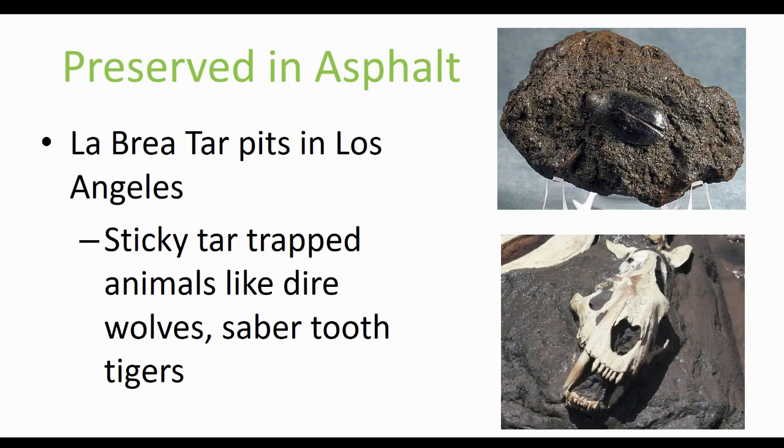Preserved in asphalt. This is another way that organisms can have original preservation. A famous example here is going to be the La Brea tar pits in Los Angeles. What happened here is that there was sticky tar that trapped animals like dire wolves and saber-toothed tigers, which is a pretty cool thing. These pictures here are a beetle that was trapped in the La Brea tar pits, and this is another organism that was trapped in the La Brea tar pits in LA.